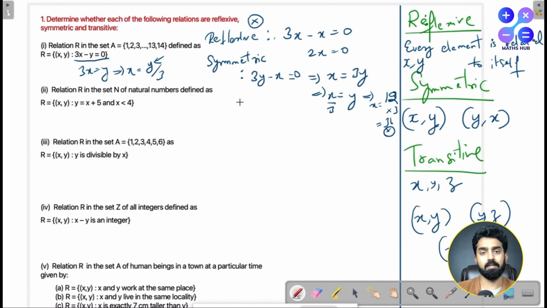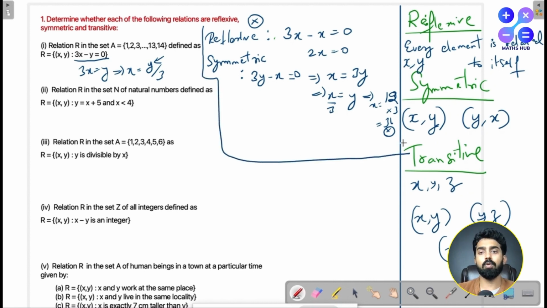Now, what about transitive? So transitive means if you take three numbers, say 1, 2 and 3, if you have 1 and 2 working in the relation, and if you have 2 and 3 working in the relation, you will still have 1 and 3 also working in the valid relation. Will that be the case?